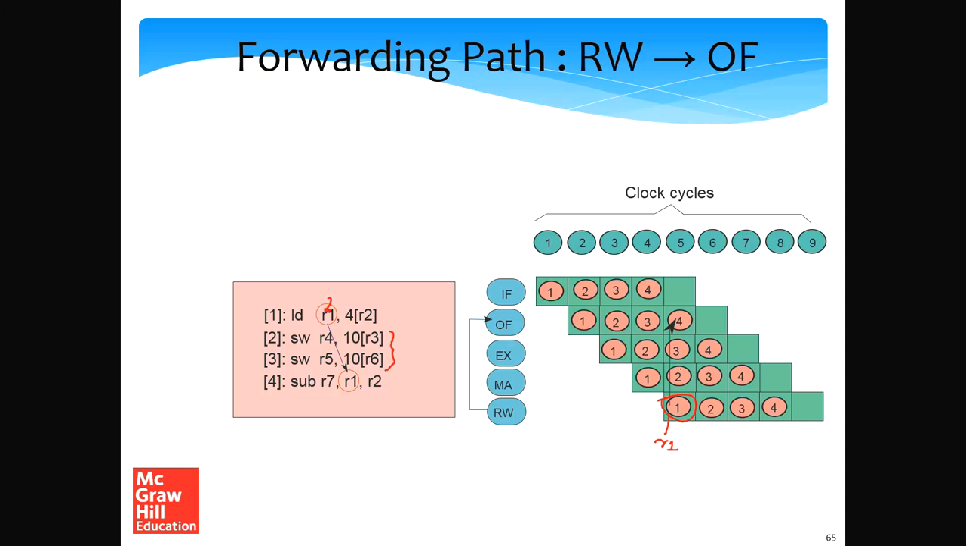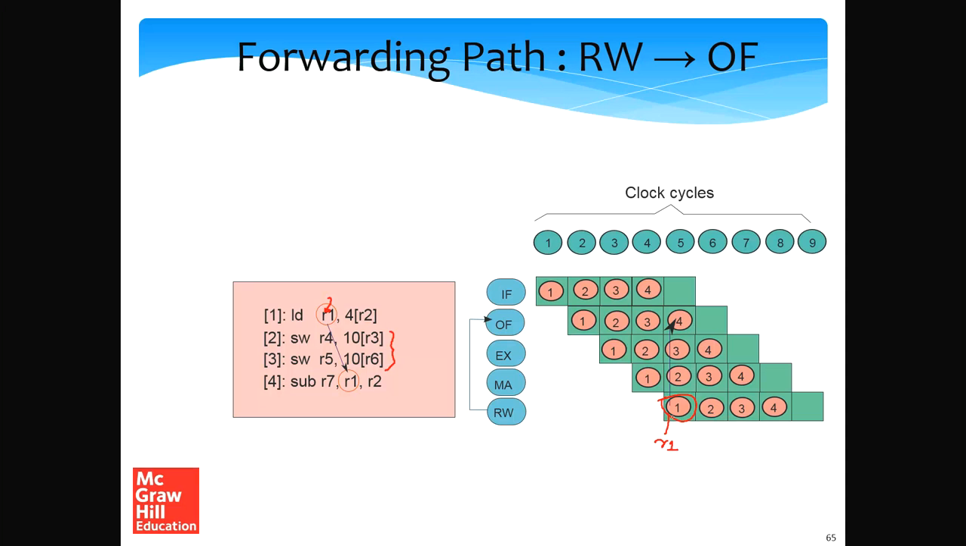Instructions 2 and 3 are in the middle of the pipeline, and instruction 4, the subtract instruction, is in the OF stage. So my claim is that at this point, instruction 4 does not strictly require the value of R1. But unless we forward it, we'll never be able to use the right value.